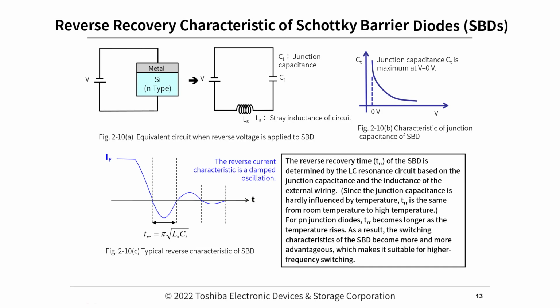Reverse recovery characteristic of Schottky barrier diodes. The reverse recovery time, TRR, of the SBD is determined by the LC resonance circuit based on the junction capacitance and the inductance of the external wiring. Since the junction capacitance is hardly influenced by temperature, TRR is the same from room temperature to high temperature. For p-n junction diodes, TRR becomes longer as the temperature rises. As a result, the switching characteristics of the SBD become more and more advantageous, which makes it suitable for higher frequency switching.